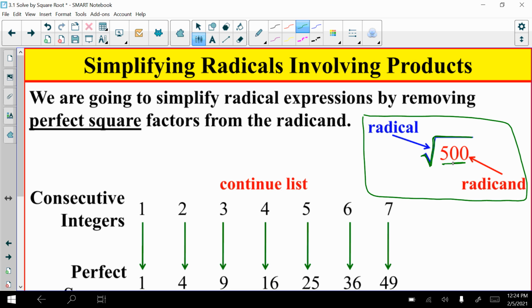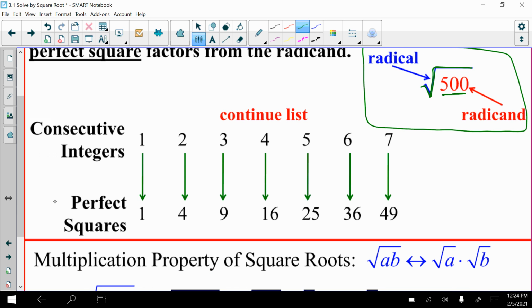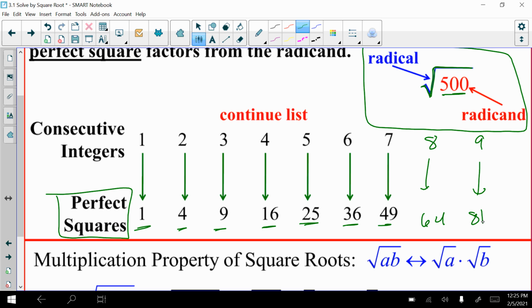The way that we're going to break these things down and simplify is by using perfect squares. By perfect squares, I mean numbers that have a square root. So you've got 1, 4, 9, 16, 25, 36, 49. You could continue this on, right? You've got 8 and 64, you've got 9 and 81. Just numbers that have a perfect square. That's all I'm talking about.